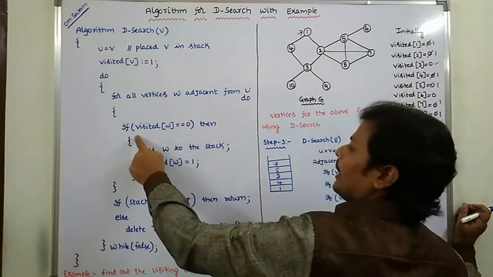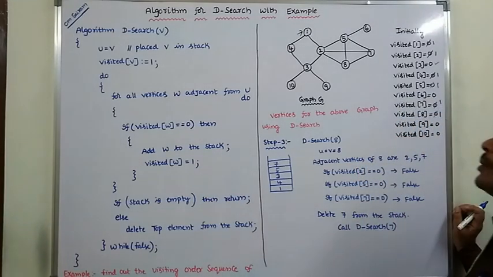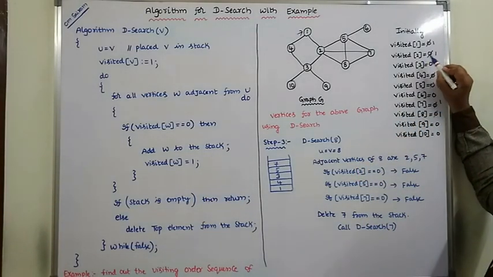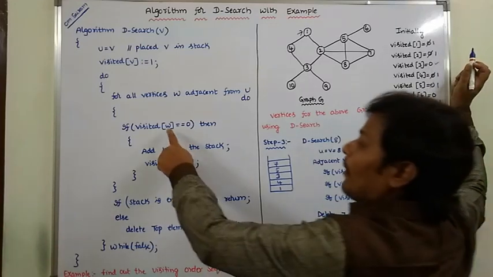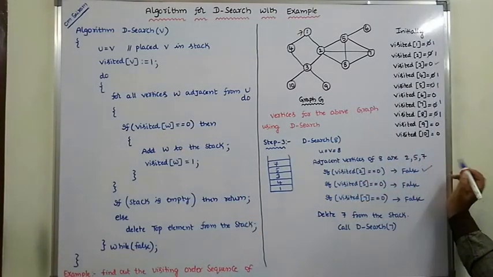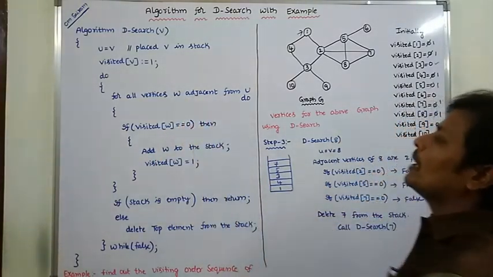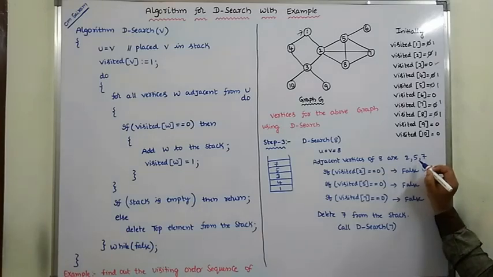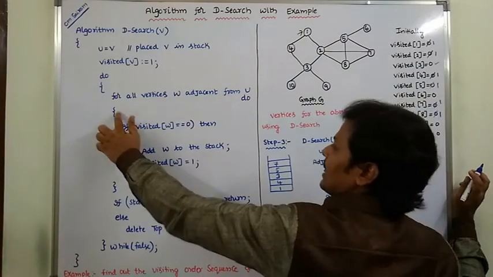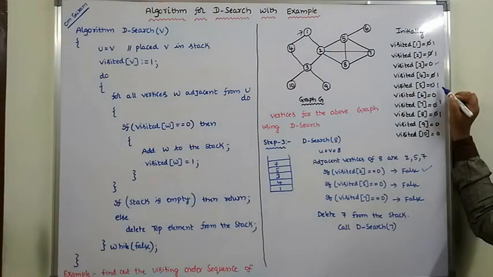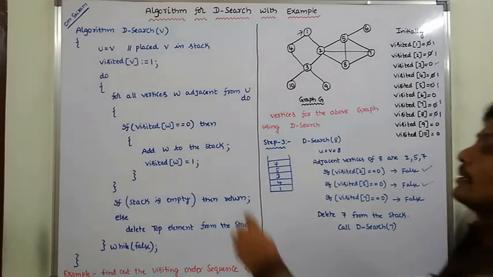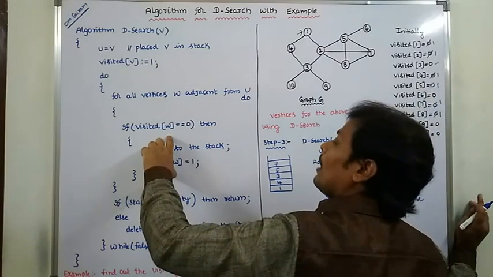Brace begin. If visited of 2 is equal to 0? False, because here visited of 2 is equal to 1. So this is false. Again control goes to the for loop. Now W can be taken as 5. Again brace begin. If visited of 5 is equal to 0? This is false, visited of 5 is equal to 1. So the control does not go to the if block.